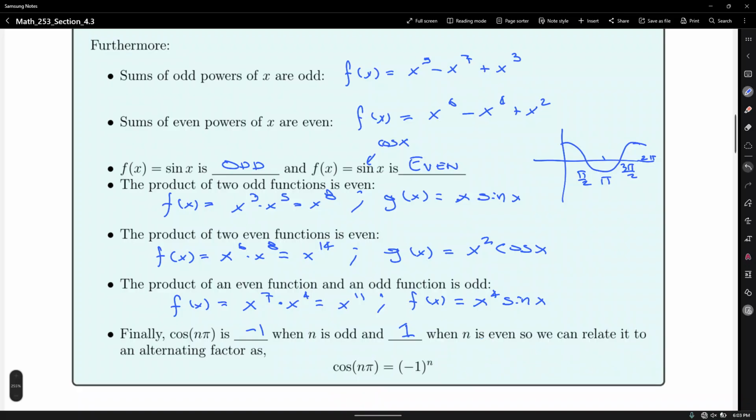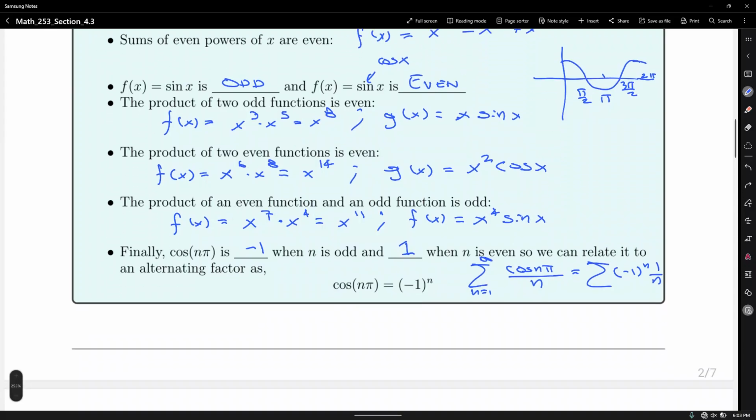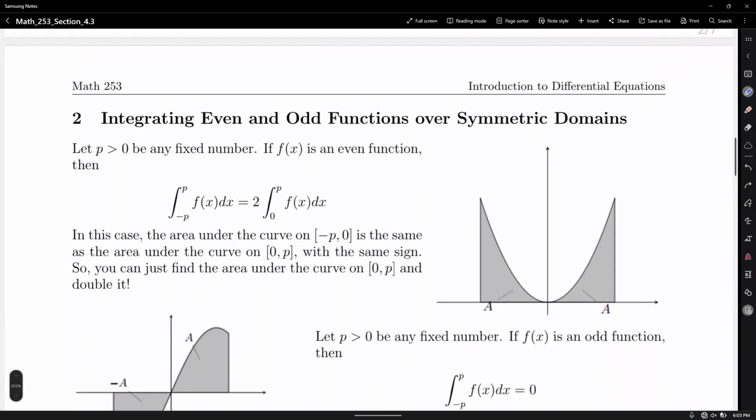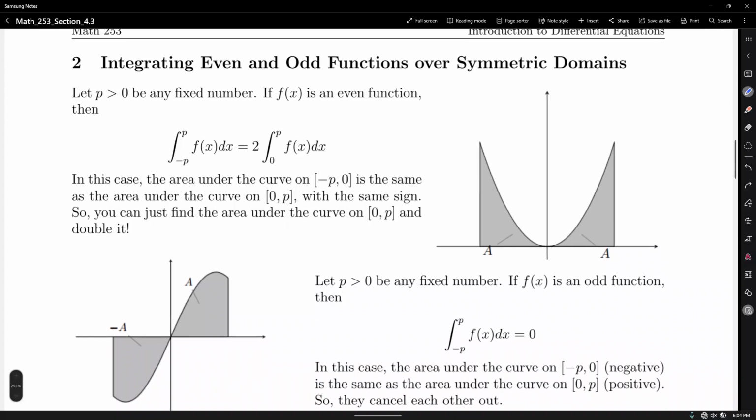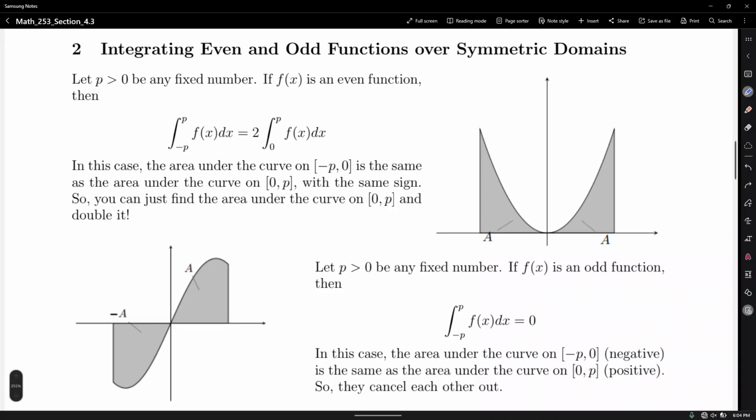All right. Well, actually, let me leave it here. So, integrating even and odd functions over symmetric domains. Let's suppose p greater than 0 be any fixed number, and f of x is an even function. So here's what happens when we integrate an even function. Well, the easiest case we can think of is the quadratic function y equals x squared. That's I guess the best example for an even function.